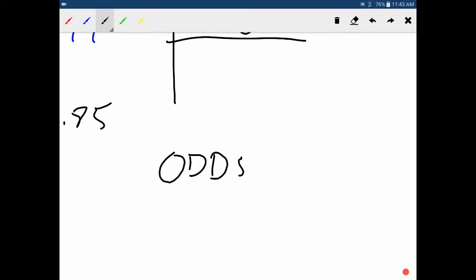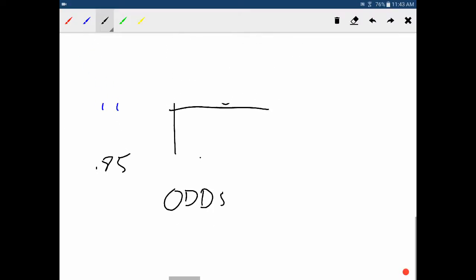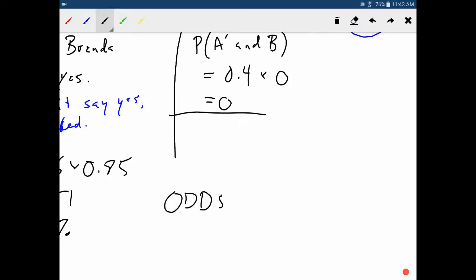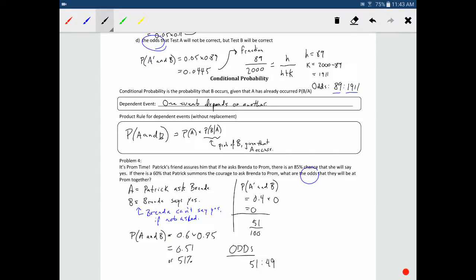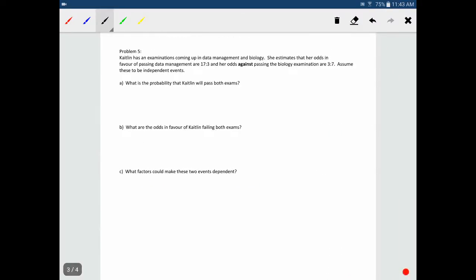So the odds then, well, the number of ways of succeeding, so probability was 51 out of 100. Okay, so which means the odds are going to be 51 to 49. And that's that. All right, well, let's jump over to the next one.